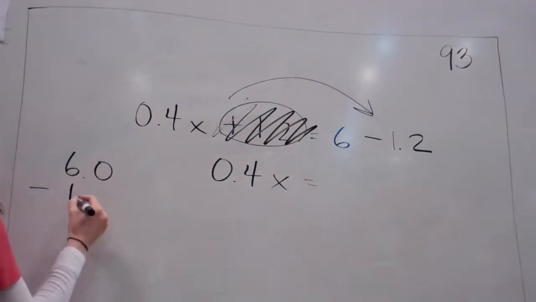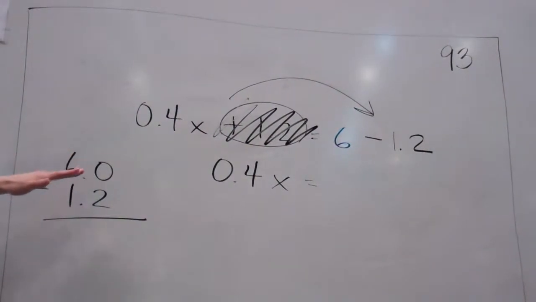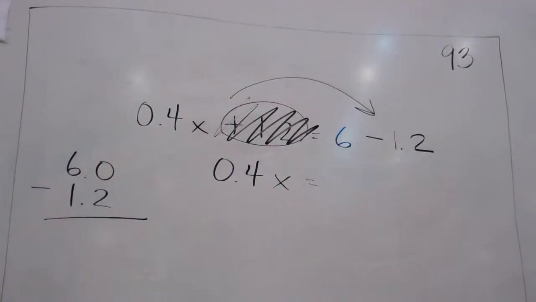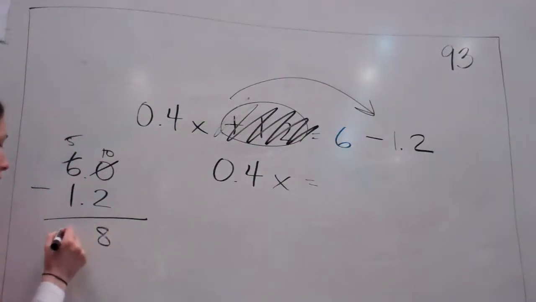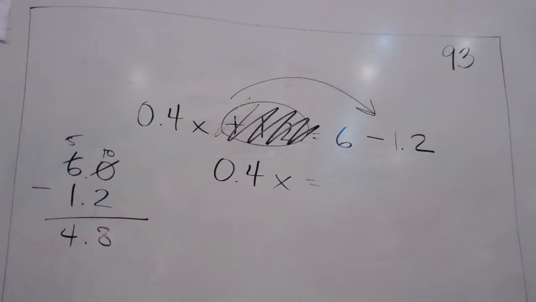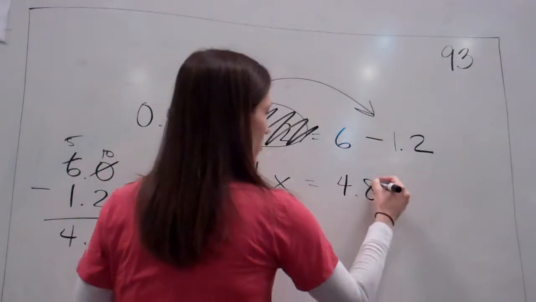6.0 minus 1.2. Do not forget even the basics of this, making sure your decimals are lined up. Even people can easily forget that. So if I do this, I'm going to end up getting 4.8. Did everybody get that? 6.0 minus 1.2 should have gotten 4.8.